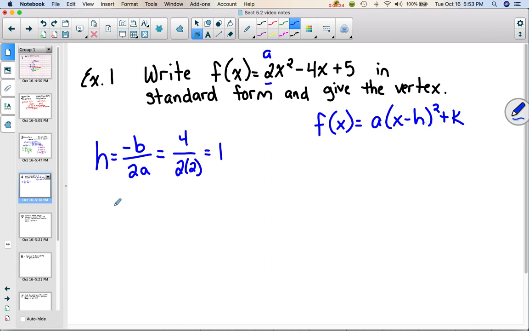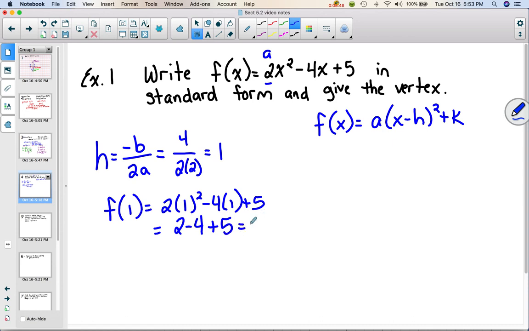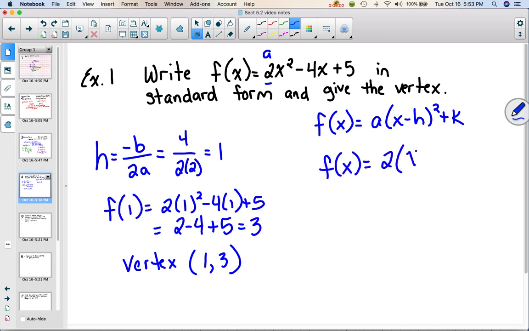Now I need to know the value for k, so I have to evaluate f of 1. So we get 2 minus 4 plus 5. So we get 3. So my vertex, I now know, is 1, 3. So now I know that f of x equals 2, because that's the value of a, x minus 1 quantity squared plus 3.